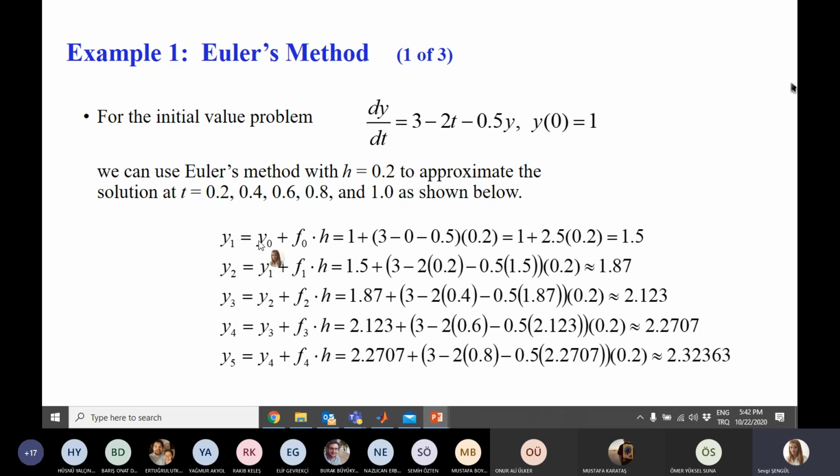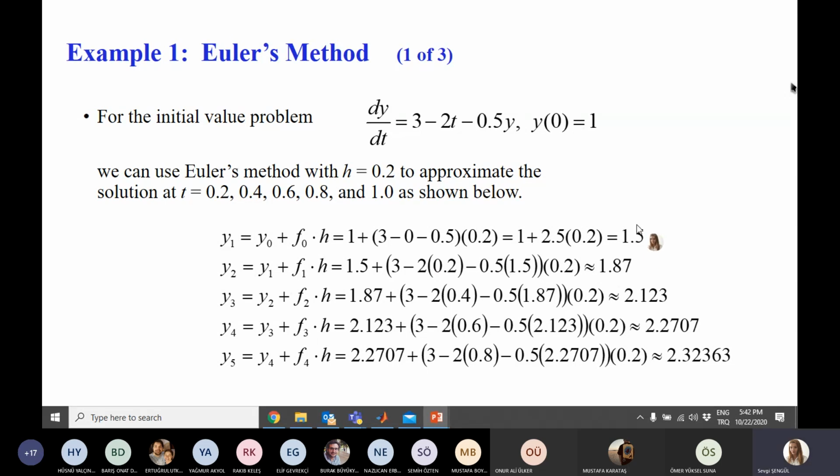So our y1 will be y0, which is 1, plus f0. For f0, plug in 0 for t into the right-hand side. This is your f function. So I will plug in 0 for t, and y is 1. So t is 0, y is 1. These are my first values to plug into the right-hand side, times h, which is 0.2, it is given. And now I found 1.5 as y1.